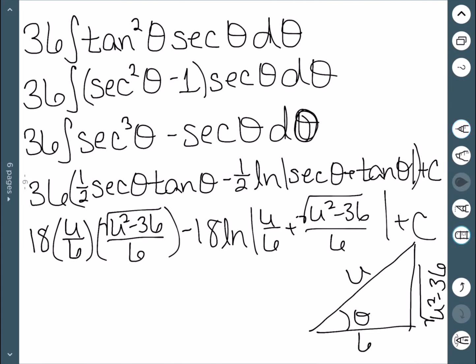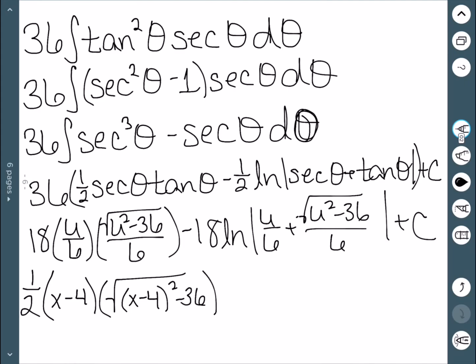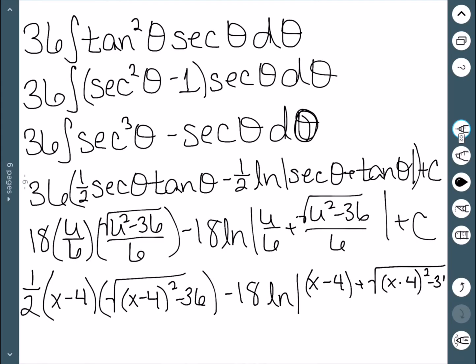The final step is then to move this back in terms of x. And we know that u is equal to x minus 4. We'll erase our triangle to make a little room. I have 18 divided by 6 divided by 6, which gives me 1/2. And this is x minus 4 times the square root of x minus 4 squared minus 36 minus 18 times ln of x minus 4 plus the square root of x minus 4 squared minus 36 all over 6 plus c.